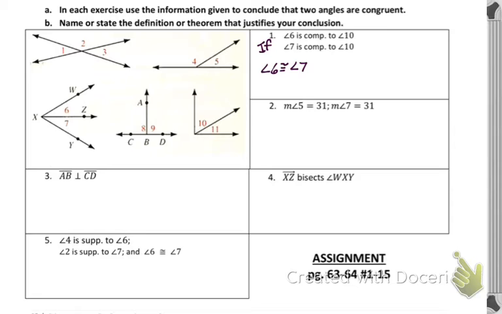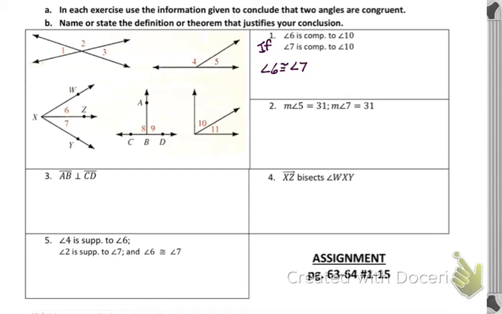And that is because we have a theorem that says if two angles are complementary to the same angle, then they are congruent. So if you take out your theorem sheet, it'd be your chapter 2 theorem sheet.